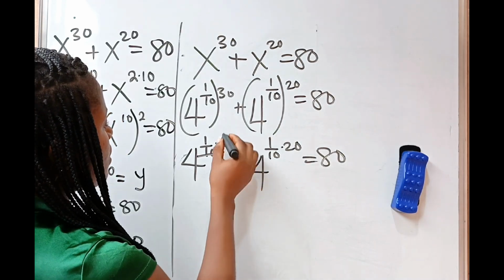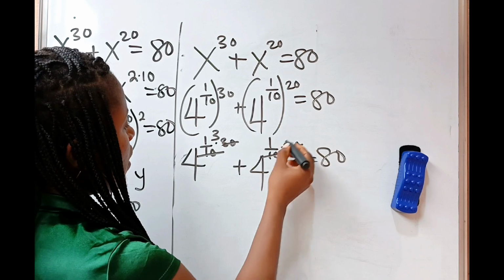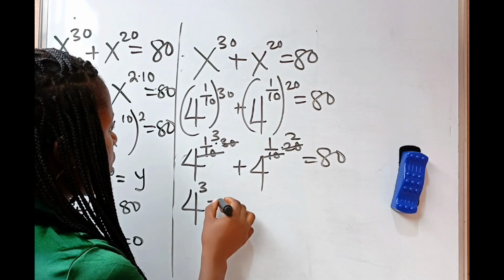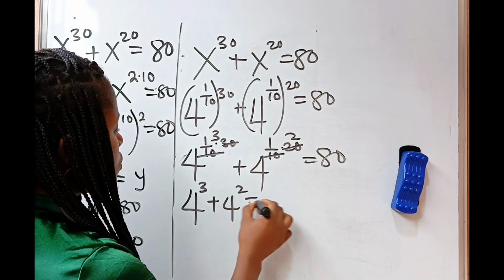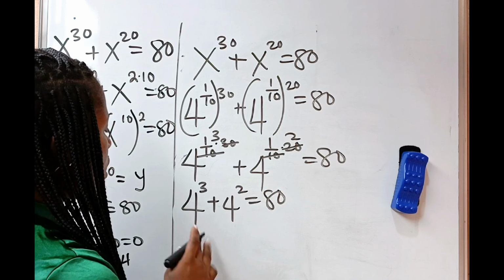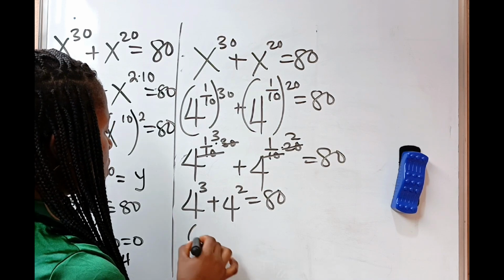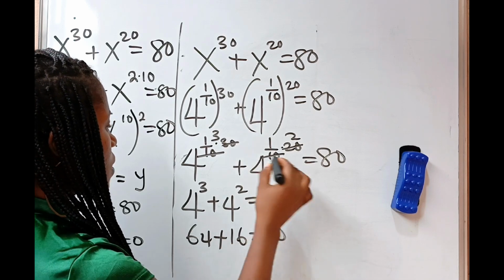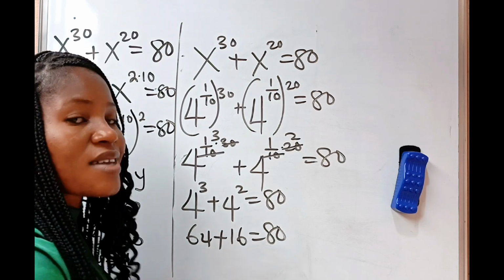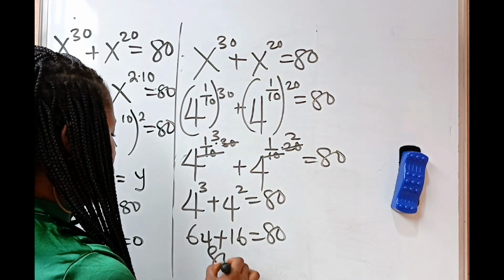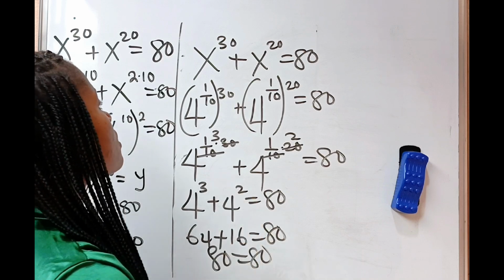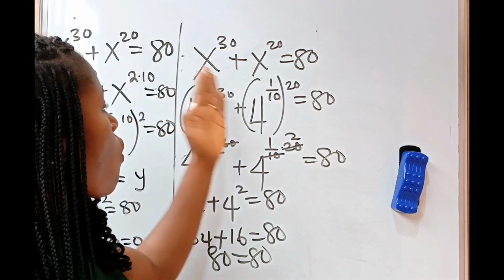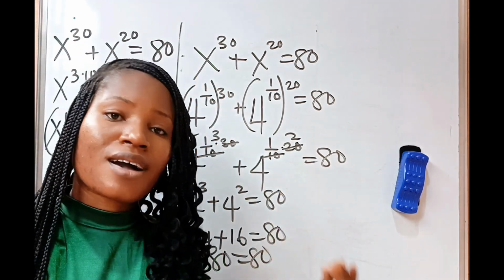Now 10 will divide this to give us 3, and 10 will divide this to give us 2. So we are going to have 4 to the power of 3 plus 4 to the power of 2 is equal to 80. Now 4 to the power of 3 is 64 and 4 to the power of 2 is 16. 64 plus 16 is equal to 80, and 80 is equal to 80. So you can see that the left hand side is equal to the right hand side, which proves that 4 to the power of 1 over 10 is actually a root.